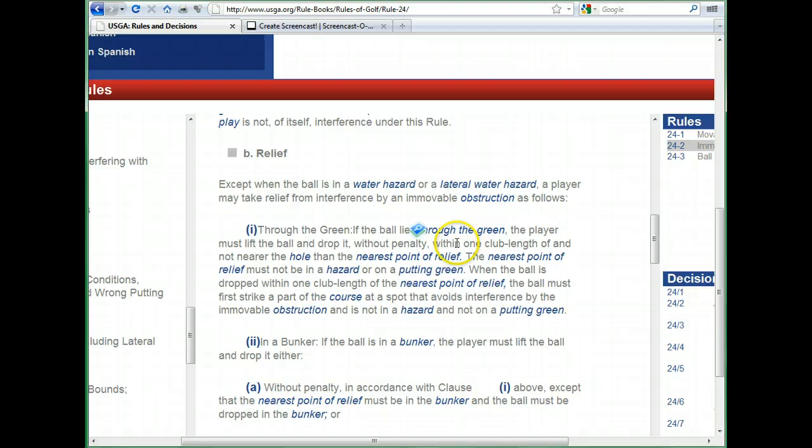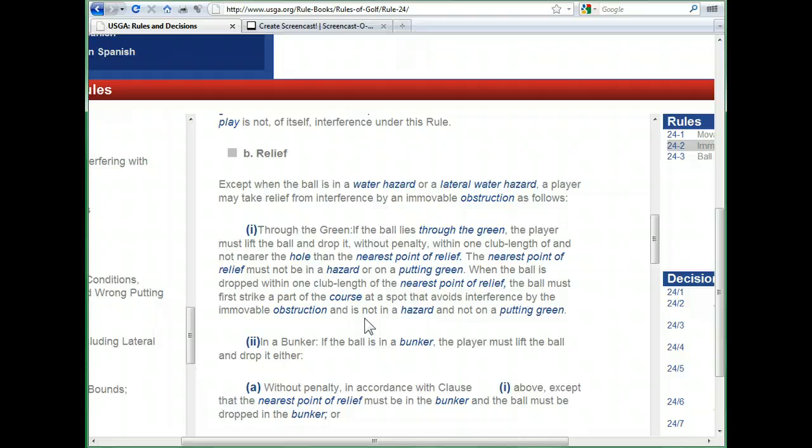If you don't know what through the green means, you probably want to look that up in the definitions, and we'll get into that in this presentation. Hole is defined, nearest point of relief is defined, hazard is defined, putting green is defined. So all of these words have a definition in and of themselves. Some of them are many paragraphs long.